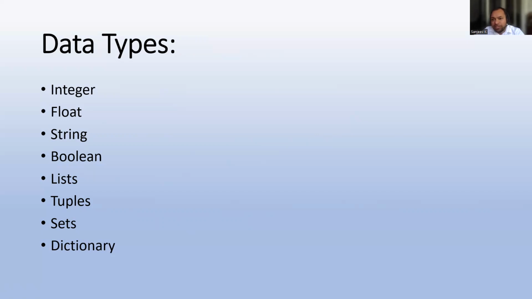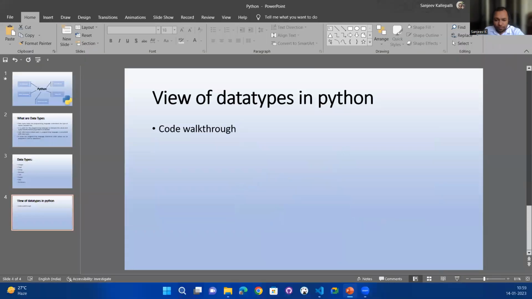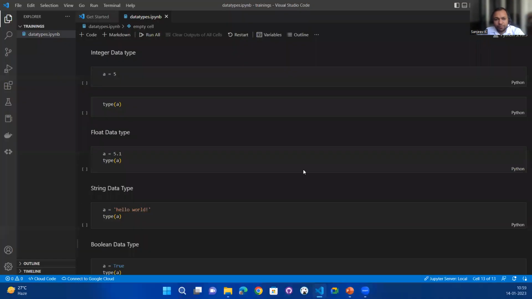Also, in some cases in Python, 0 is considered as false, and any number above 0 is considered as true. And then we have some more typical data types like list, tuples, sets, and dictionary. Now, theoretically, we don't have much to speak about them. So what I'll do is walk you through the code part, and I'll show you how the data types look. Okay, now let me go to my Visual Studio.